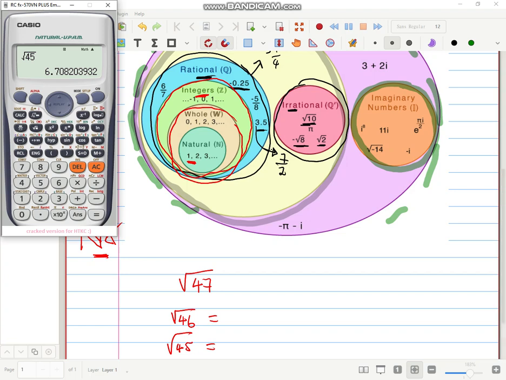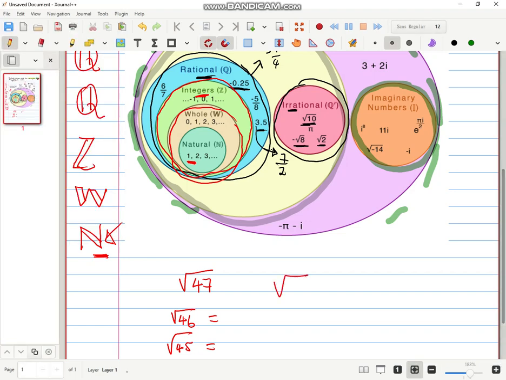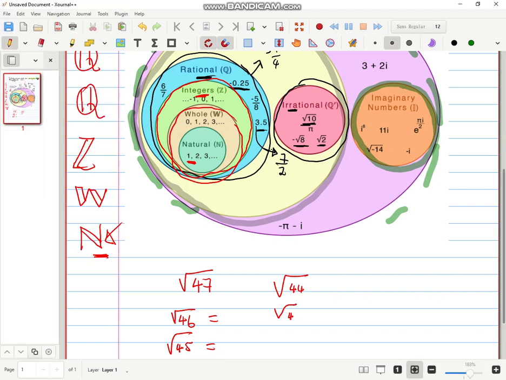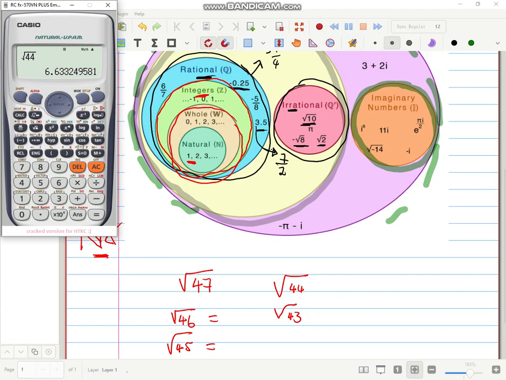So let's try square root of 44. Square root of 44, still it's an irrational, right? Square root of 43. I'm just going to use the calculator from now on, right? Square root of 43 equals, it's an irrational, as you can see. It's not an integer, it's not just 6, it's 6 point something, right?